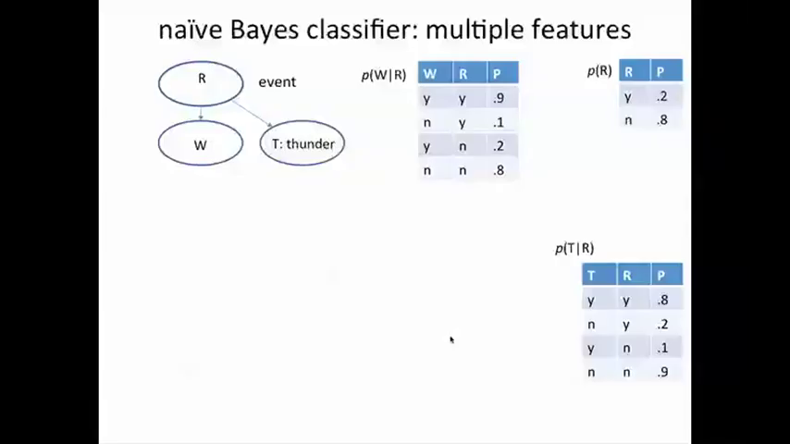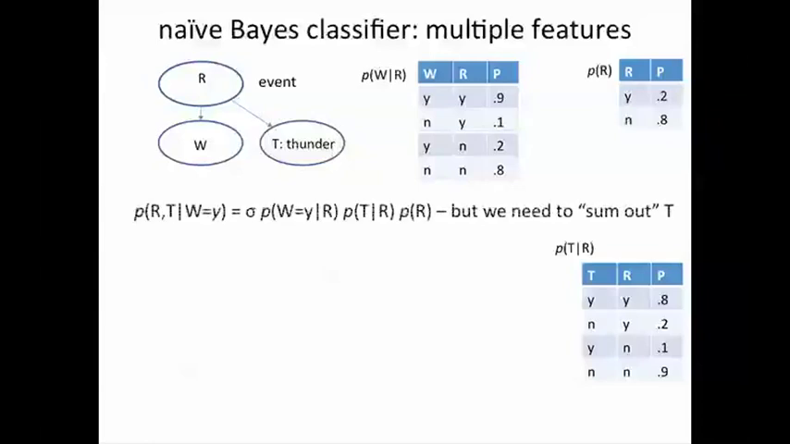Now let's see what happens when we have more than one feature, as we normally do in a Bayesian classifier. We're going to have another feature called thunder, which will say whether or not we are hearing thunder. And let's for the moment assume that we don't really know whether we've heard thunder at all. But the probability of hearing thunder, given that it's raining, is 0.8, of not hearing it is 0.2, and so on. So we have a conditional table even for this variable thunder. But in this case, let's assume that we haven't actually observed thunder.